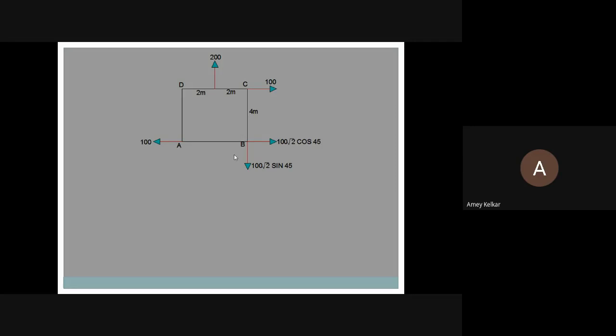All of you start solving and get the values of summation Fx and summation Fy, R and theta. Be fast, it is very easy. Summation Fx, summation Fy, R and theta. You'll realize that you can solve it manually.